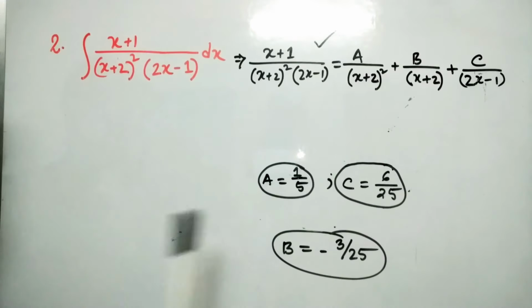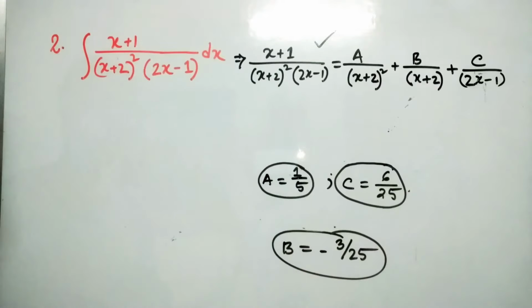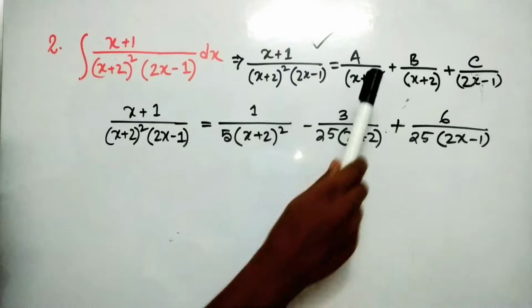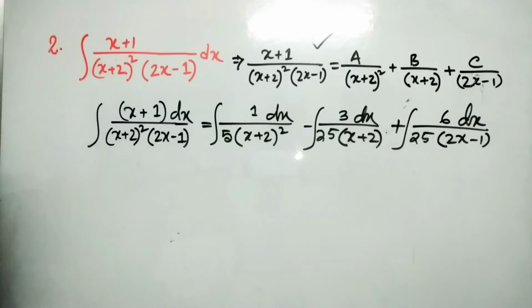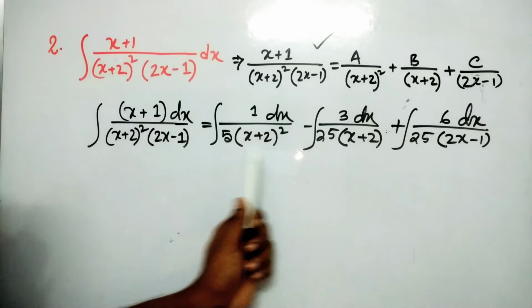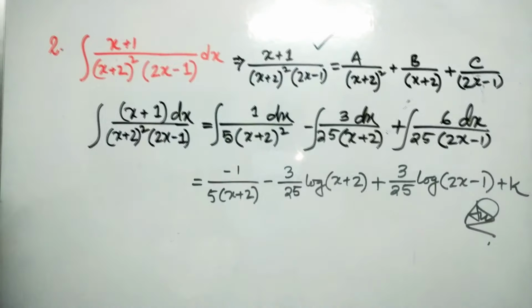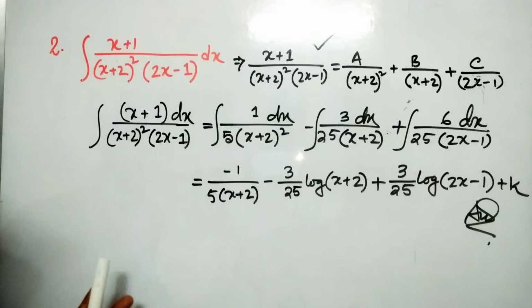Now we shall put the values of a, b and c in this equation, and after that we will proceed for the integration. So after putting the values of a, b and c, we have got this equation. Now if you put integration sign in the left hand side, this sign will be put for all the terms in the right hand side. So this integration will give us this result. You can pause the video and verify this answer with your answer also.